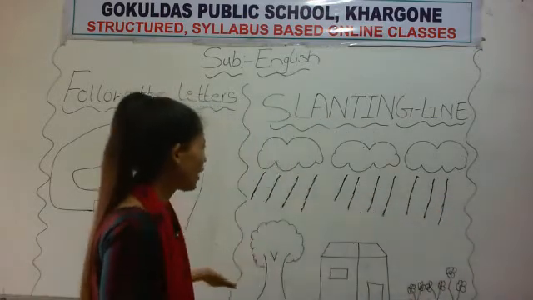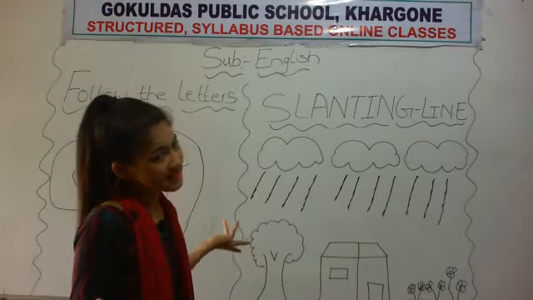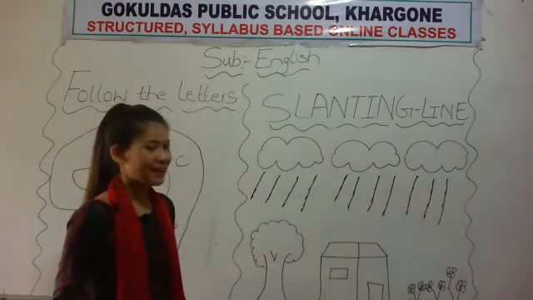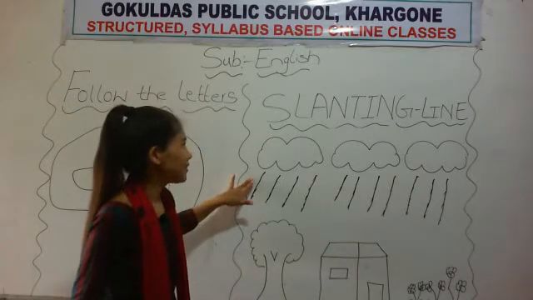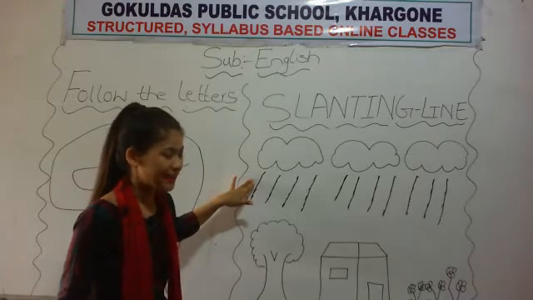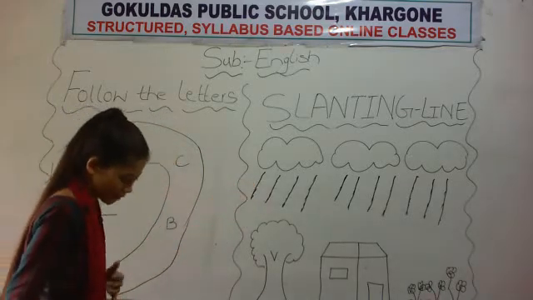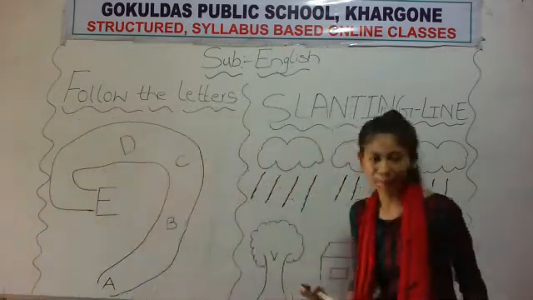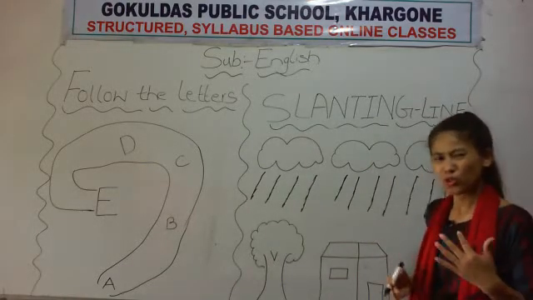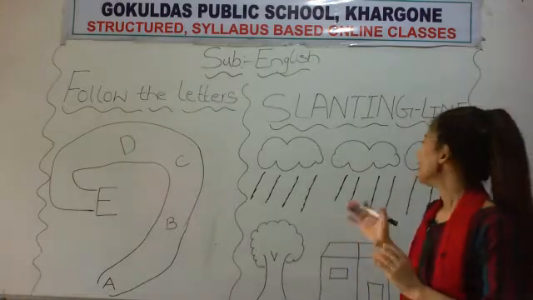Now see, your picture is complete. Which line is this? This is slanting line. Okay, now see here. This one is complete. We have learned which line? Slanting line. Okay, now slowly we'll do more revision of slanting line.